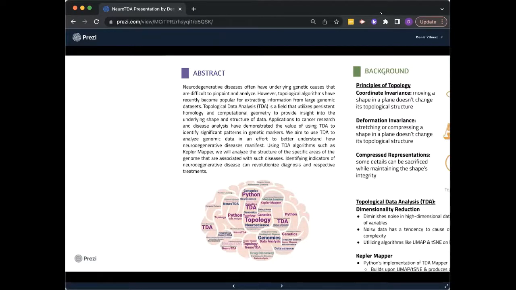Applications to cancer research and disease analysis have shown the value of using TDA to identify significant patterns in genetic markers. So we plan to use TDA to analyze genomic data in order to better understand how these neurodegenerative diseases occur. We're using TDA algorithms such as Kepler Mapper, and we're analyzing the structure of specific areas of the genome that are associated with these diseases. Hopefully through our work, we can help improve diagnosis and find better respective treatments.